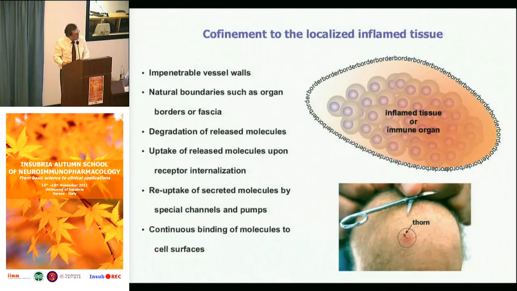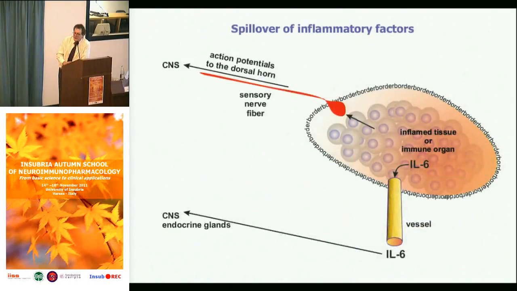Beautiful. But sometimes the inflammation gets very big, and cytokines, like for example interleukin 6, are released from the tissue into the circulation, and this happens via the vessels, and then these cytokines can activate the brain and the endocrine glands. Or the cytokines bind to the sensory nerve endings, and the threshold of the action potentials gets high, and then there is an action potential to the central nervous system via sensory nerve fibers, and the brain is activated, and cytokines, even in the brain, are upregulated then. Okay, this happens sometimes.